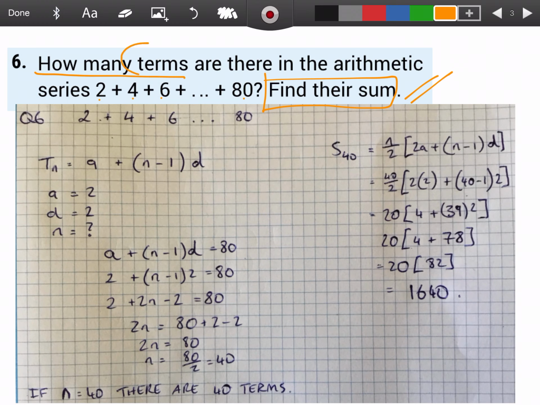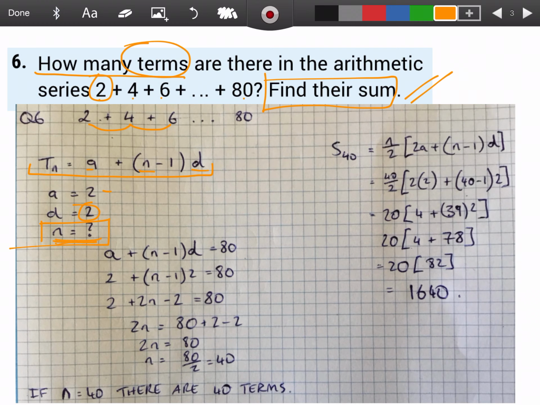But I need to know what the term number is. I need to know what my n value is to figure this out. So I go back to my general term formula that we were using a couple of days ago. I've got a, n, and d. I know what a is, the start point is 2. I know what d is, plus 2, because it's going up in 2s each time. And I don't know what the n is, okay?